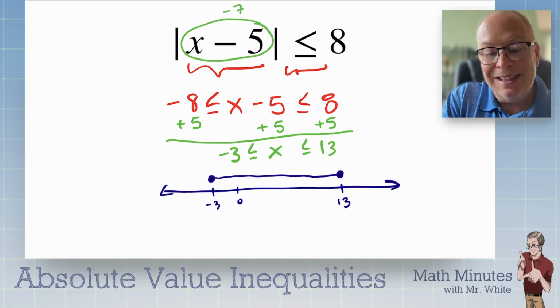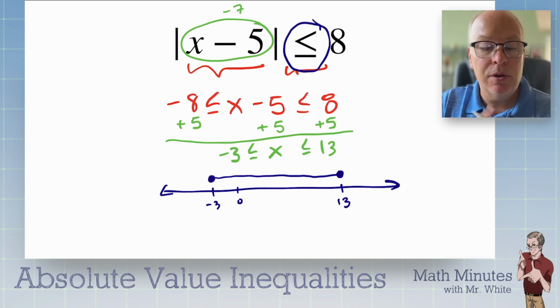So whenever you have a less than or equal to symbol and you're dealing with an absolute value inequality, you set it up this way. You set it up as an and inequality where it's between those two.